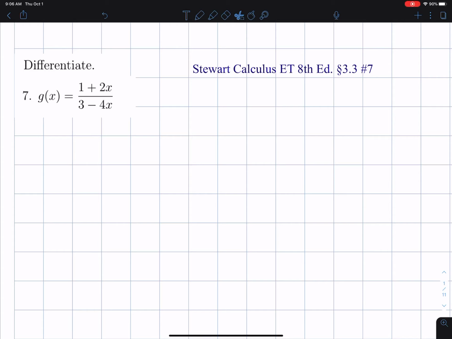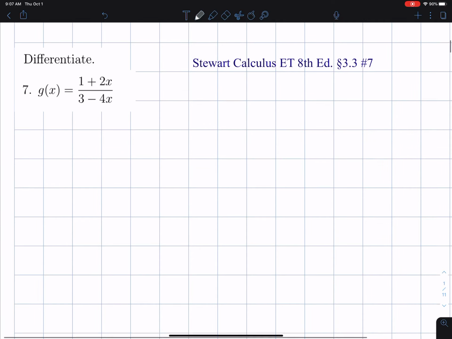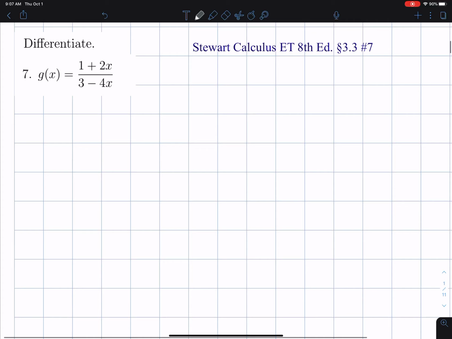Okay, in this problem, what we're going to do is differentiate, which means find the derivative. It's a verb, find the derivative. All right, so what we're going to do is use the quotient rule.